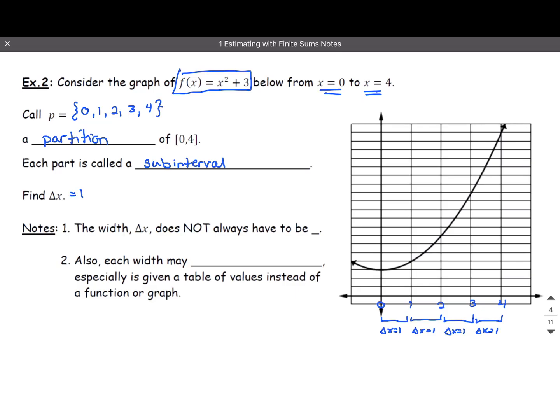Now note, the width delta x does not always have to be 1, nor does the width always have to be the same for each one. That'll come later. Okay? So each width may not be equal. But we are going to start with equal widths. We'll keep it simple to begin with.